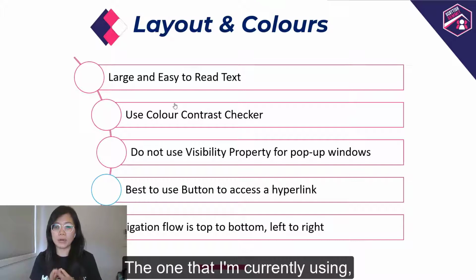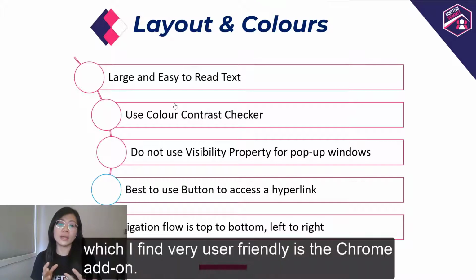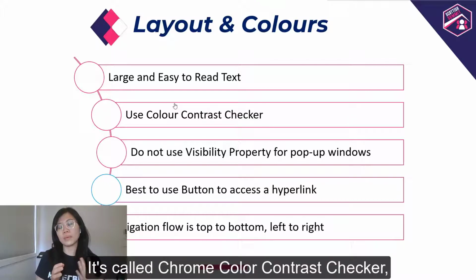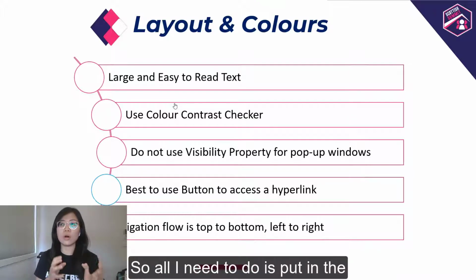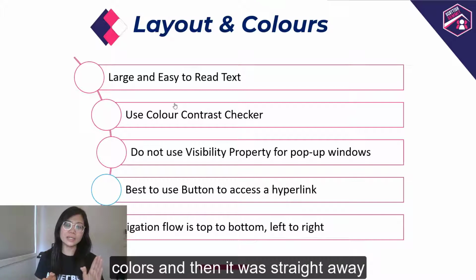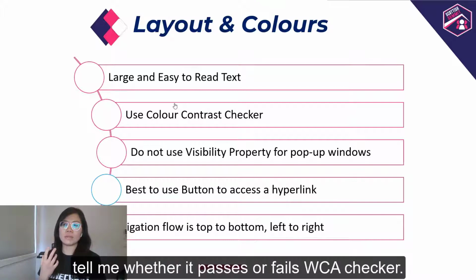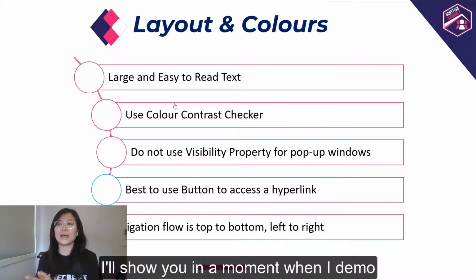The one that I'm currently using, which I find very user-friendly, is the Chrome add-on. It's called Chrome Color Contrast Checker. So all I need to do is put in the colors and then it will straight away tell me whether it passes or it fails the WCAG checker. I'll show you in a moment when I demo the app.